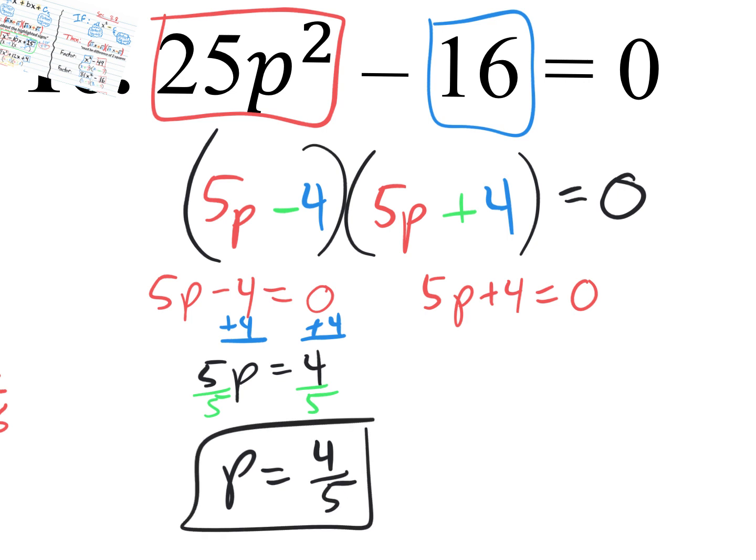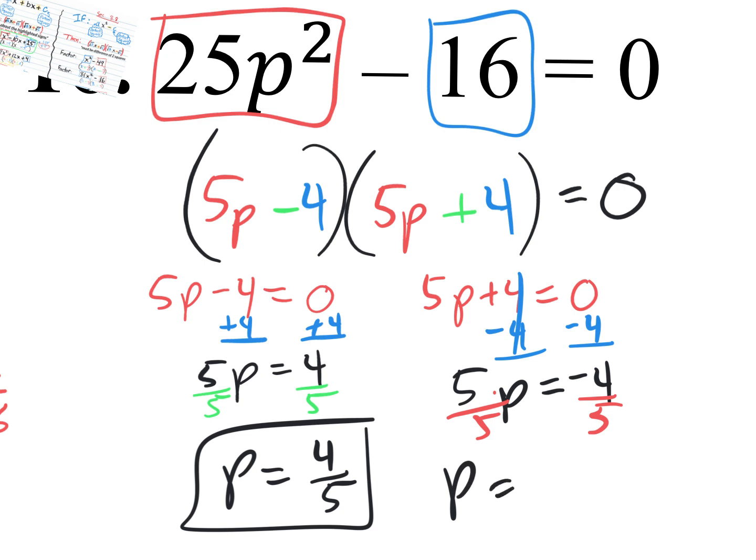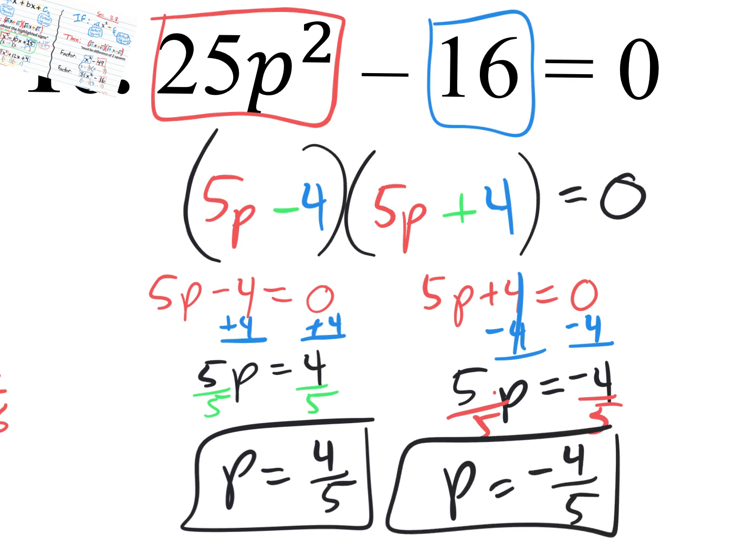If you did the same thing to the other one, minus 4 to get rid of the plus 4, you'll have 5p equals negative 4. Final step would be to divide by 5, and p will equal negative 4/5. So I could have done this by isolating p and then applying a square root, but just remember that if you go that route, you have to put a plus or minus in front of your answer to actually get both of these, positive 4/5 and negative 4/5.